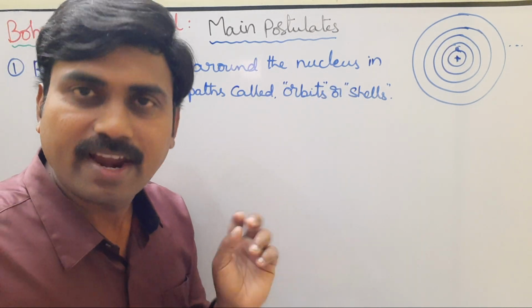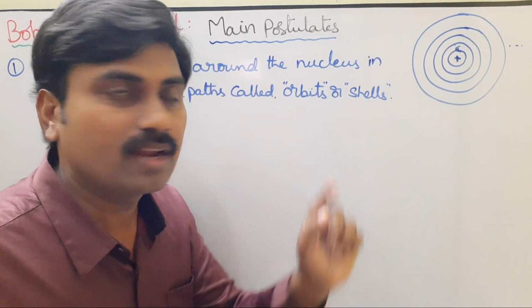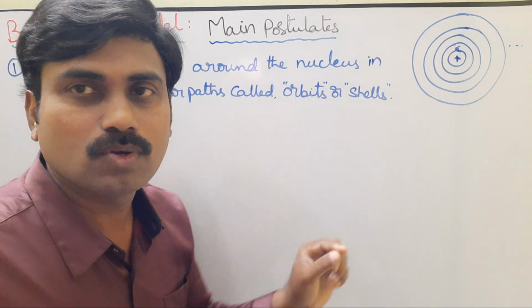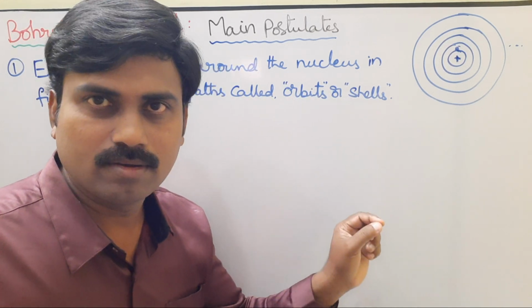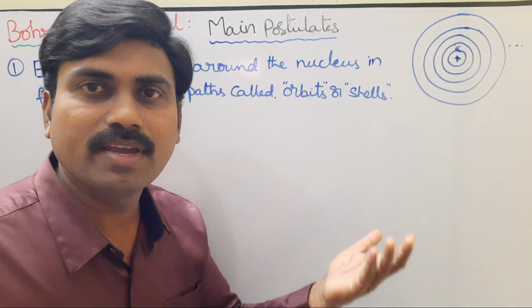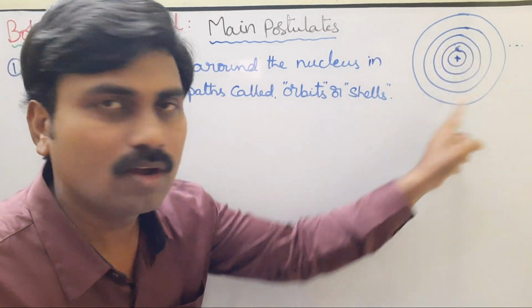Suppose we take the hydrogen atom. Hydrogen has only one electron. That one electron can revolve around the nucleus. That is called a fixed circular path. That is called an orbit. So always electrons are revolving around the nucleus in the orbits only. So these are the orbits.